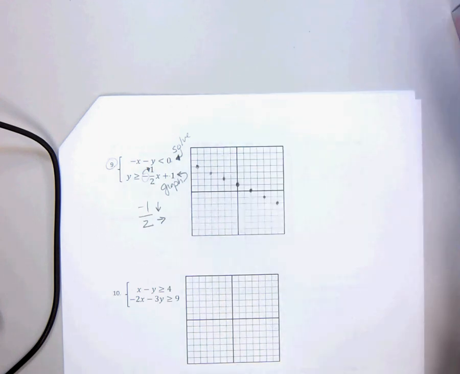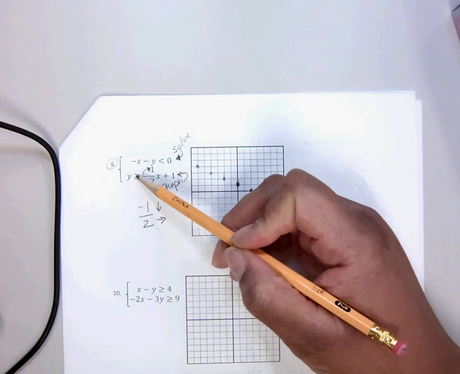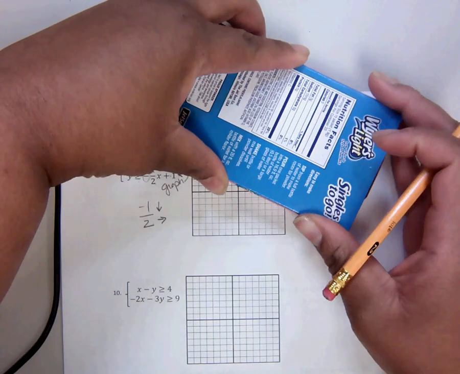And we're going to draw a solid line and shade. It says greater, so shade up. Solid line and shade up.